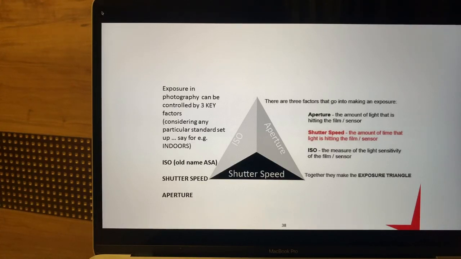If they are not in sync or in balance with each other, we are going to have underexposure or overexposure. Underexposure obviously means a dark image. Overexposure means a bright image. But if all these three settings are in sync or balanced, we get a good exposure.